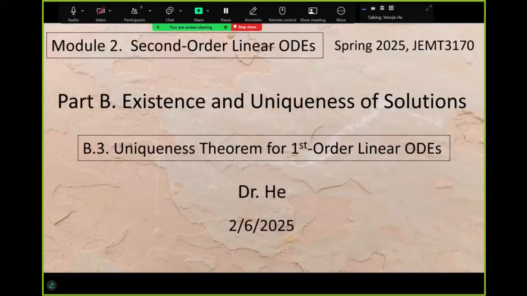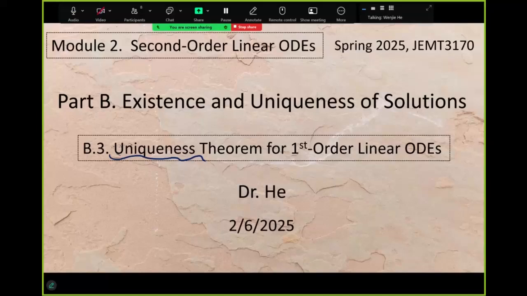Now, let's move to the next topic, uniqueness. When you have the existence theorem, it guarantees there is at least one solution. But the question is, is it possible you have more than one? So we need to study under what condition you have only a unique solution, not more than one. That's also important.